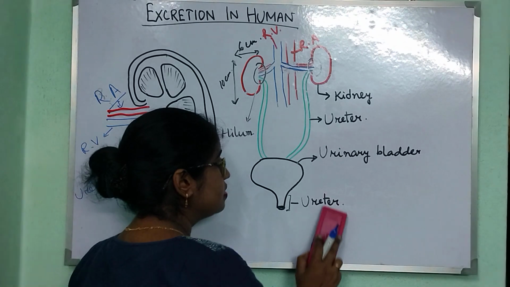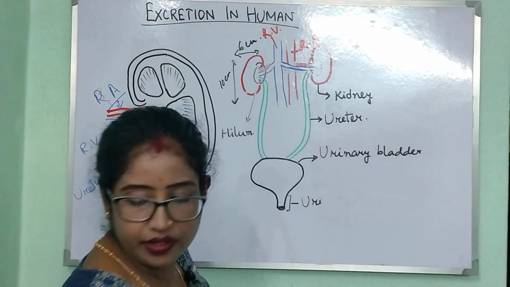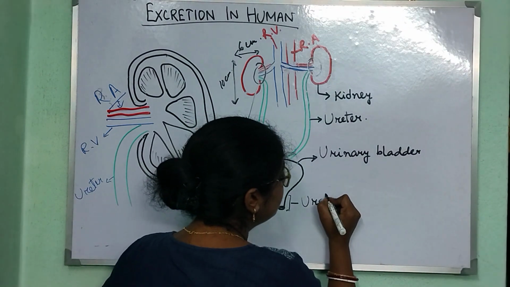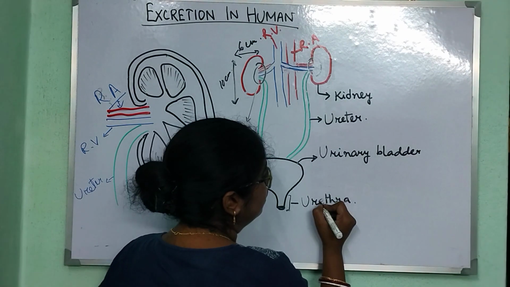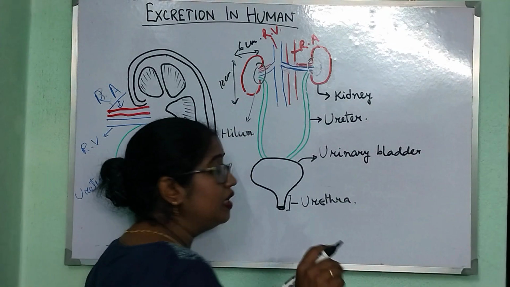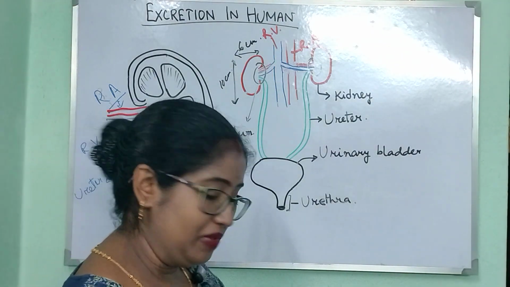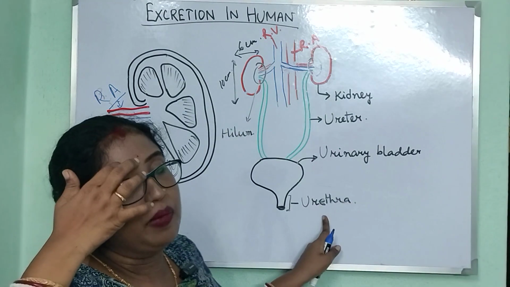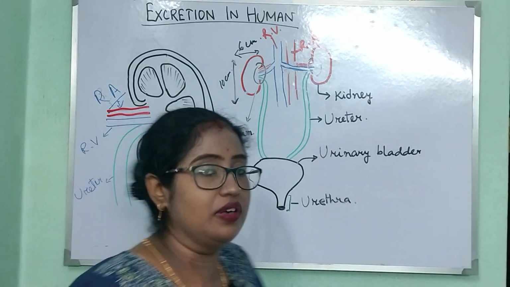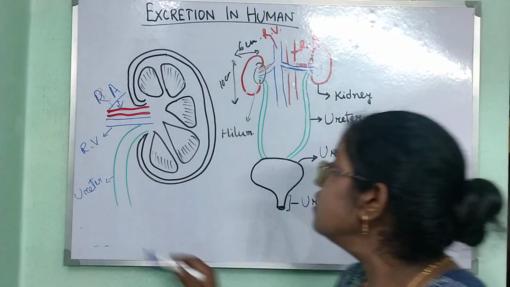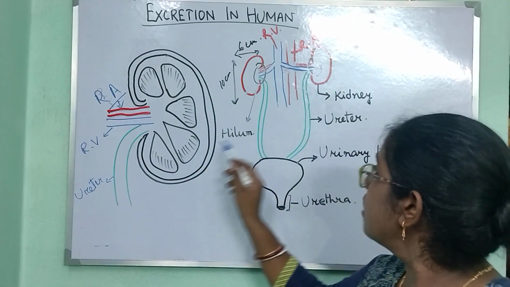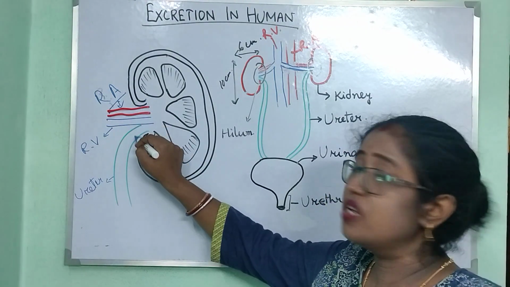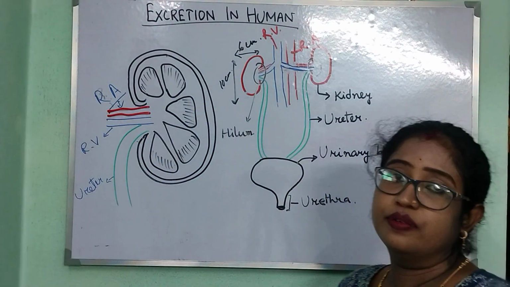Sorry, actually, there is a mistake on this one. This is not the ureter, this is actually the urethra. I'm really sorry that I mistook it. By mistake I wrote it as ureter, but this pipe-like structure is known as urethra. The green pipe-like structure is the ureter, and this notch-like structure is the hilum.